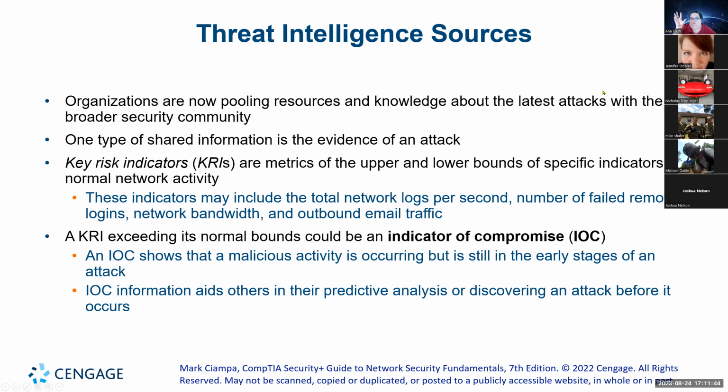They'll say, run your network for a while to establish what is considered a normal baseline. And the reason that they do that is so that you can tell, okay, this is definitely outside of what's normal. If a KRI exceeds its normal bounds, it could be an indicator of compromise. An IOC shows that a malicious activity is occurring, but is still in the early stages of an attack. IOC information aids others in their predictive analysis or discovering an attack before it occurs.